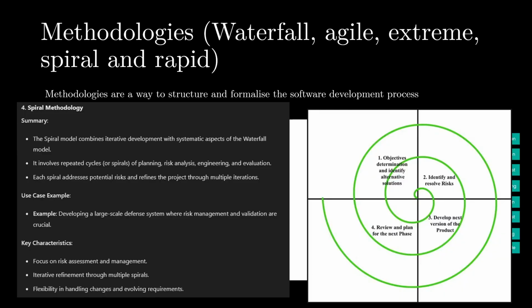So yeah, we got the spiral methodology. The spiral model combines iterative development with systematic aspects of the waterfall model. It involves repeated cycles or spirals of planning, risk analysis, engineering, and evaluation. Each spiral addresses potential risks and refines the project through multiple iterations. An example of this might be when you're developing a large-scale defense system where risk management and validation are crucial.